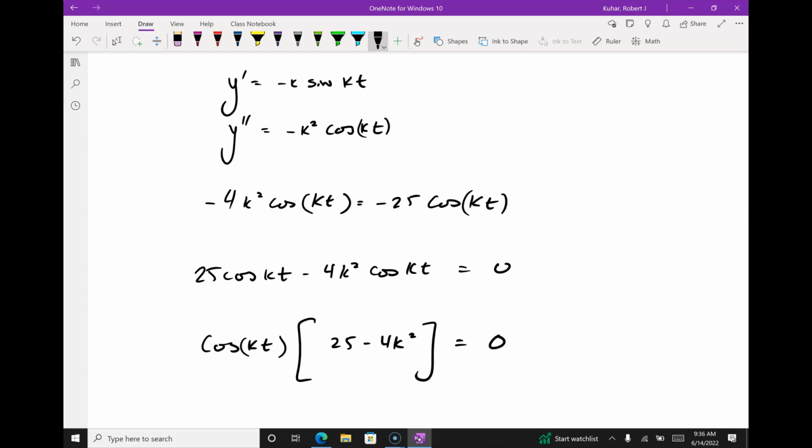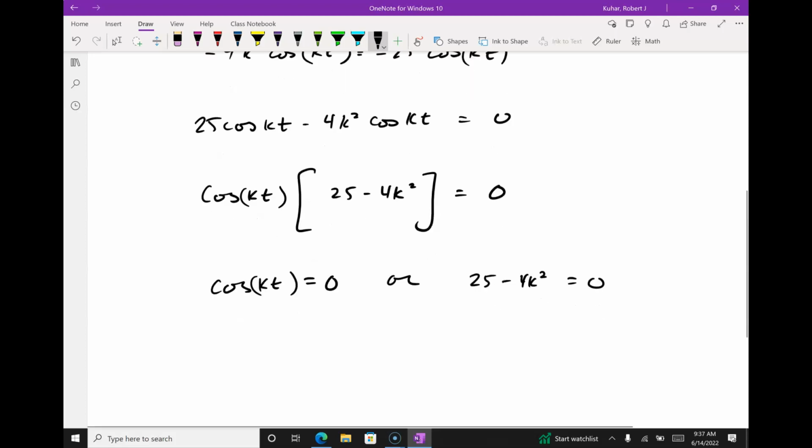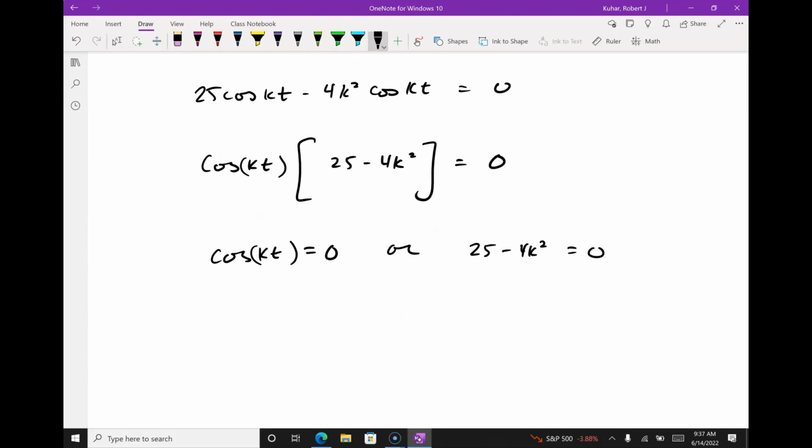And so this is just back in 8th grade again, right? Or whatever grade it was for us. For me, it was 9th, 10th, and 11th grade. I took algebra. But I know cos of kt equals 0, and I know 25 minus 4k squared equals 0. So I'm setting each of those up. The second part, of course, is easier. What is it? 25 fourths. So k is plus or minus 5 halves.